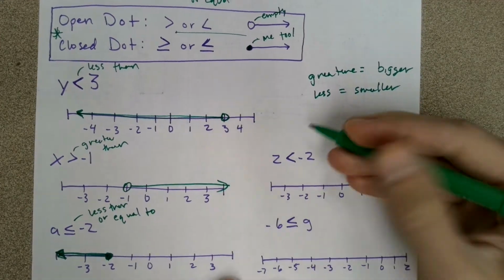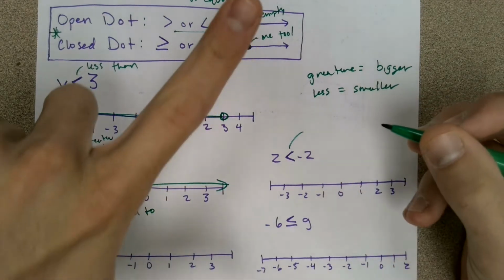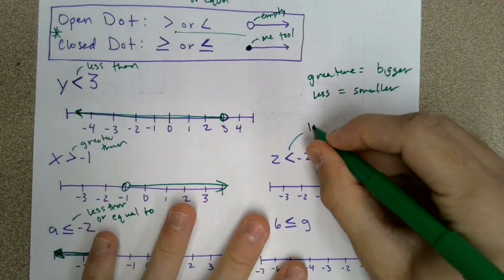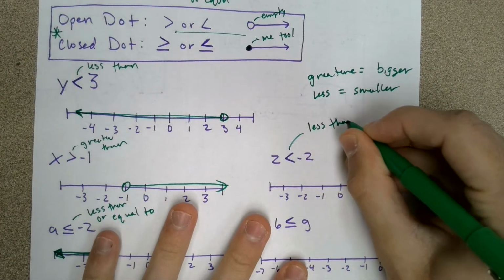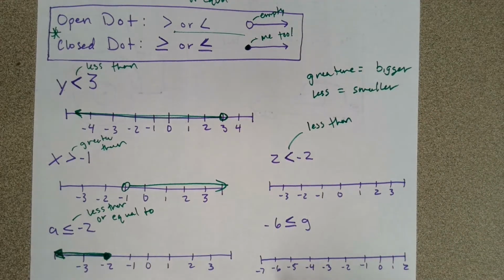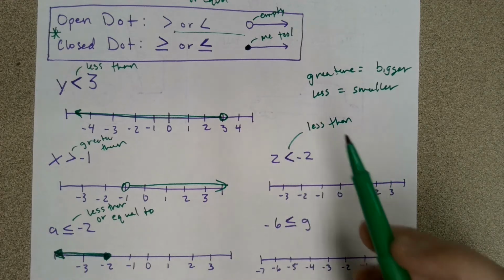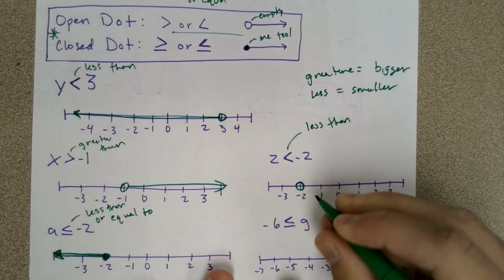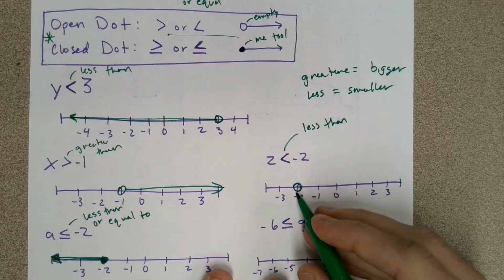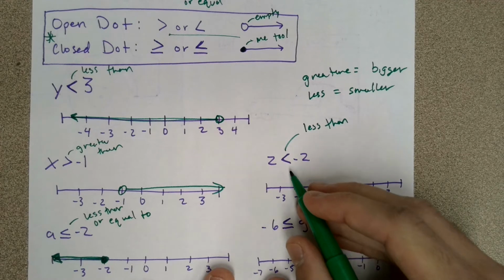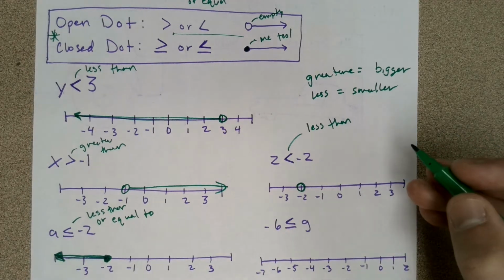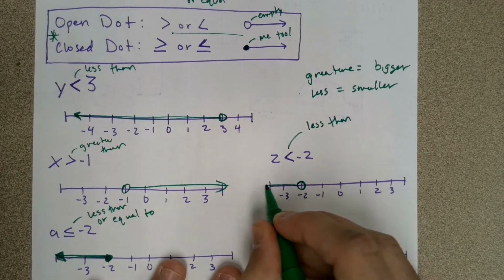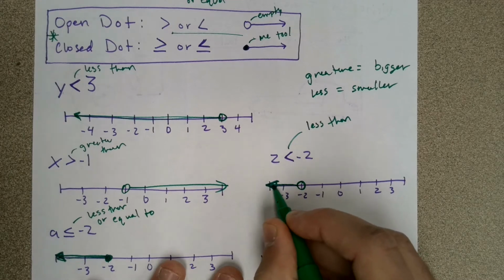We got Z is, look at that, make my L. Yep, it matches. Z is less than -2. So before we had A is less than or equal to -2. Now we just have Z is less than -2. So you're probably thinking, oh, it's going to look pretty similar, but this time our dot stays open because it can't be -2 because we know it's less than -2. So it can't be -2, but it can be less than.